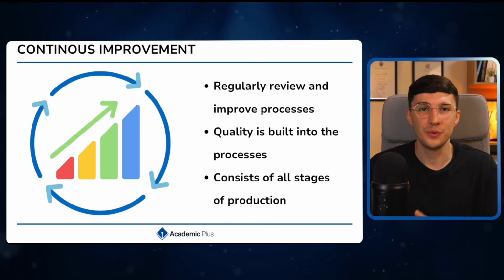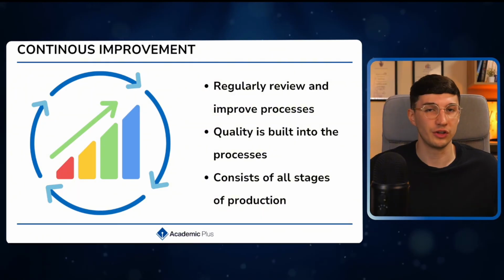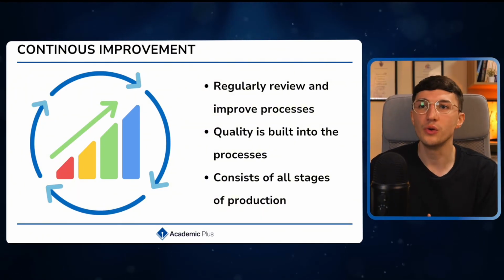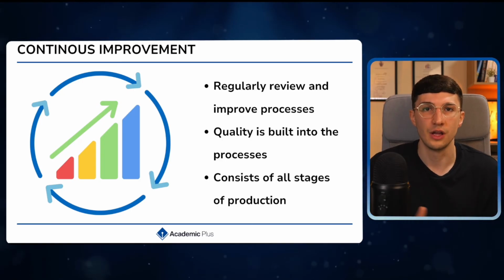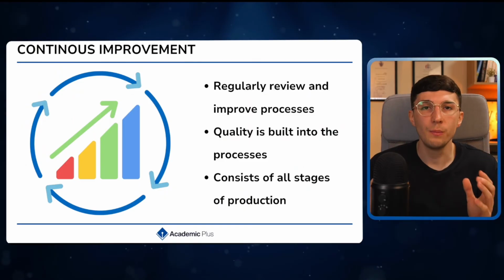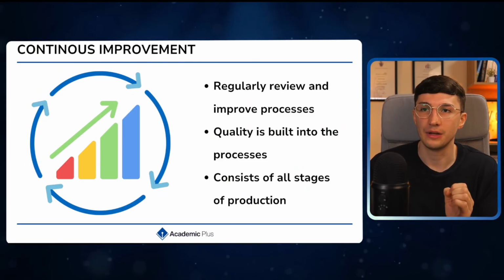Now, if it's continuous improvement, that doesn't mean do it once, improve it once, and then we're good to go. It means we need to continuously improve it. We need to conduct regular reviews on how we can improve the processes. And once again, not just with the managers, but with all the employees. Because the whole point of quality assurance is we want to prevent defects from even happening in the first place.